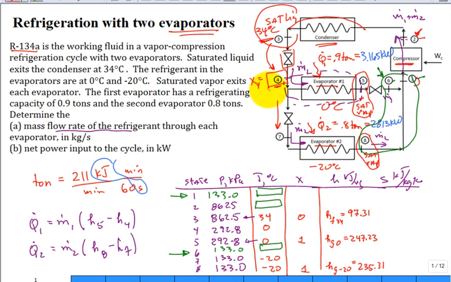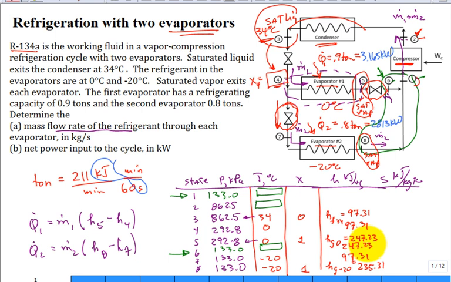When we evaluate this expansion valve right here, we find it's isenthalpic flow through the expansion valve. Hence, H4 is equal to H3, so we can write that in, that this is 97.31. We look at this expansion valve down here. It's isenthalpic. So from 4 to 7, it's the same H. So H7 is 97.31. And then we look at this expansion valve from 5 to 6. We're on a run with expansion valves. And so H6 is 247.23, the same as H5.